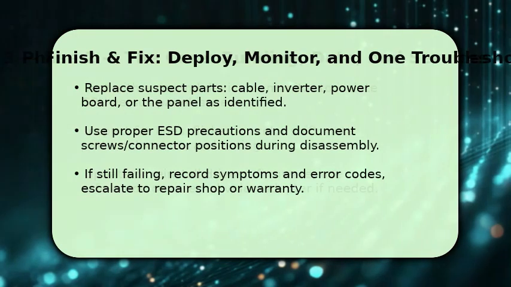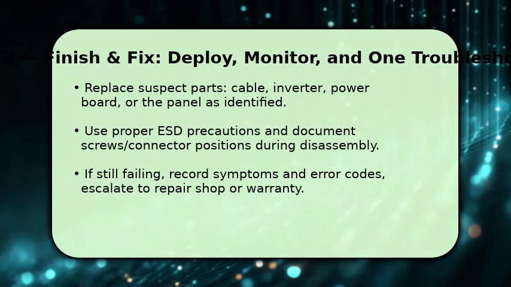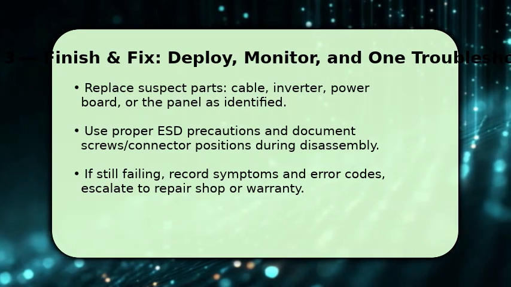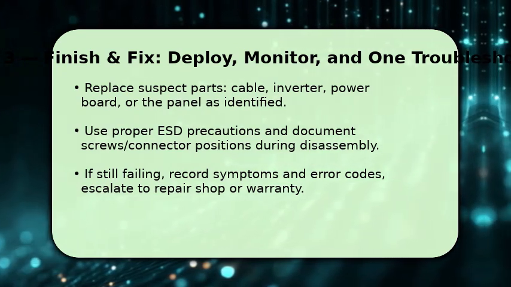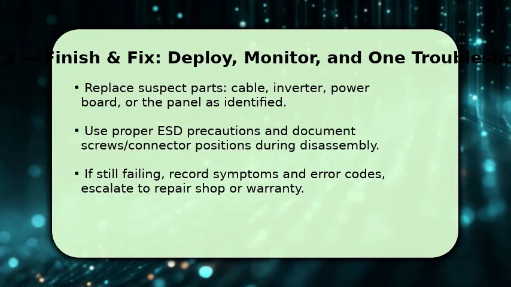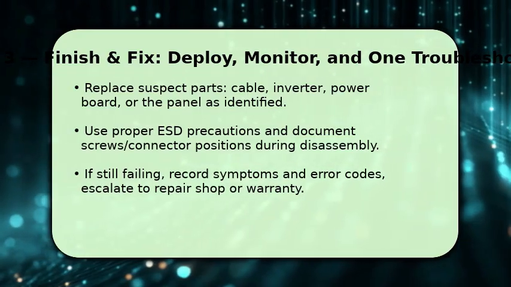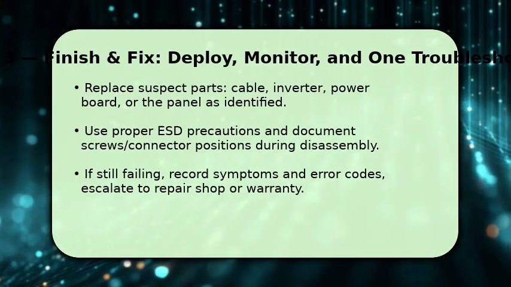Finally, perform targeted repairs. Replace the faulty cable or inverter first because they are inexpensive and common culprits, then move to the power board or panel only if needed. While opening the unit, use ESD protection and label all screws and connectors to ensure correct reassembly.